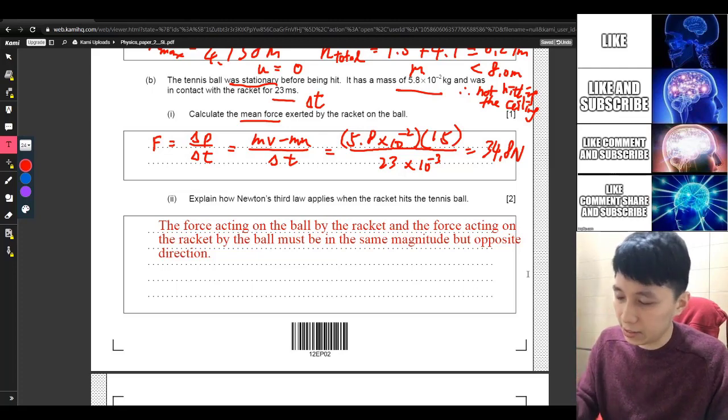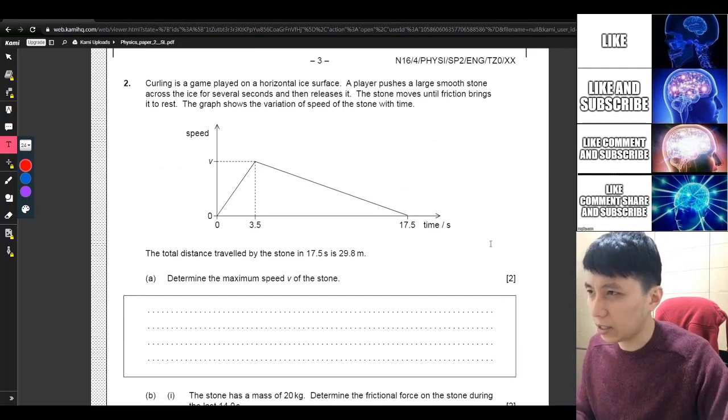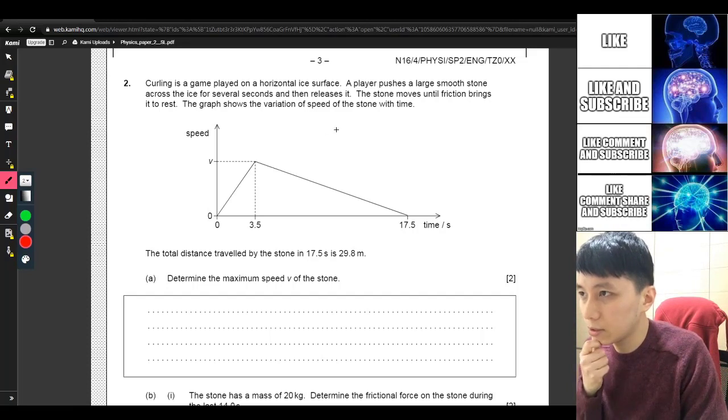So let's see. Question 2 looks like also about kinematics. So curling, actually I don't know what it is.